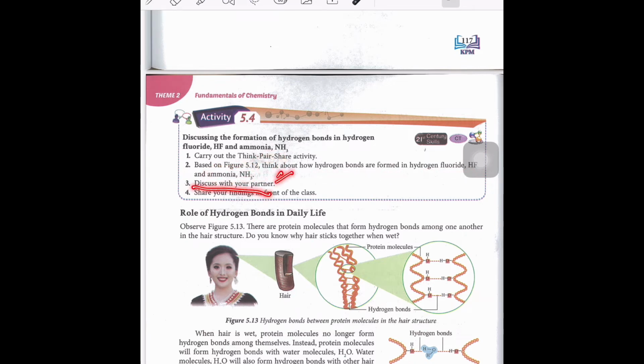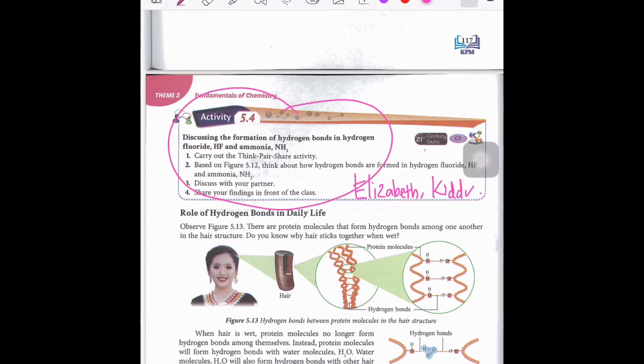Discuss, you can discuss with each other, and you need to share your findings in our next Google Meet. Okay, if it's not in the Google Meet, actually I can ask you to share and I will upload it in our Google Classroom and also my YouTube. Okay, so I will request the 2 students that I mentioned just now, Elizabeth and also Kit. Both of you need to do this activity 5.4. Record a short video. Alright?